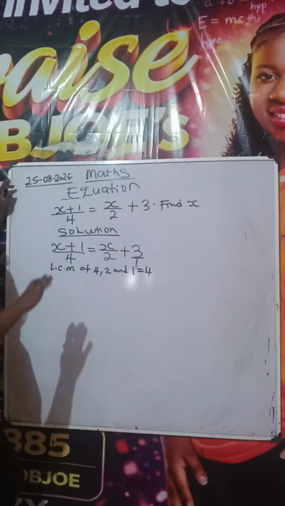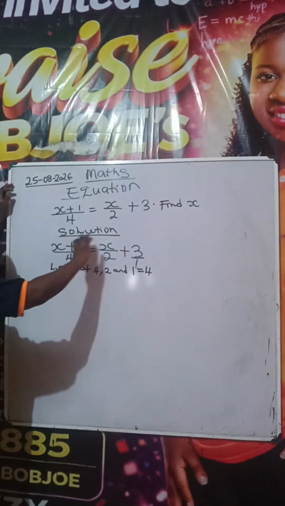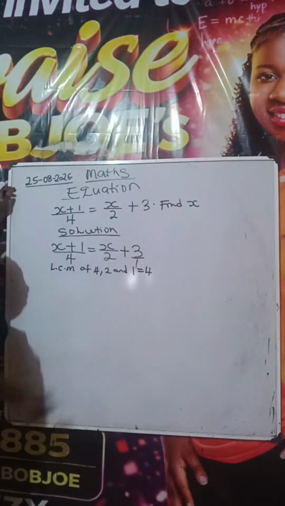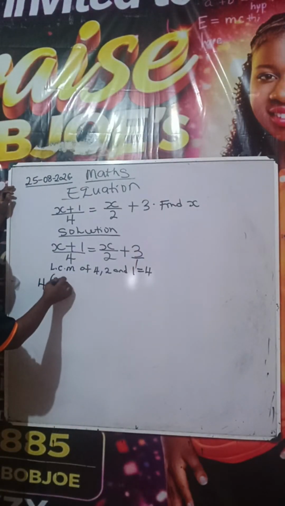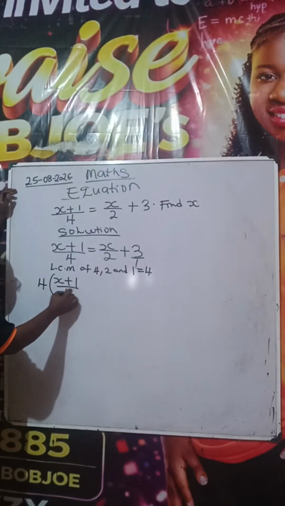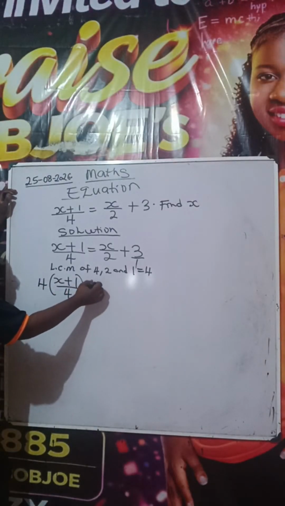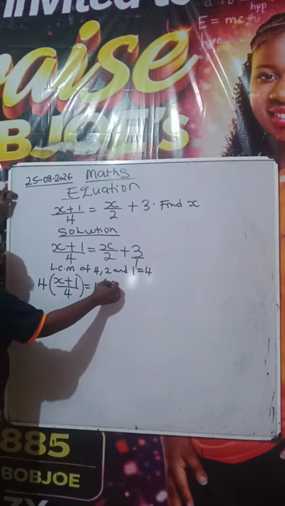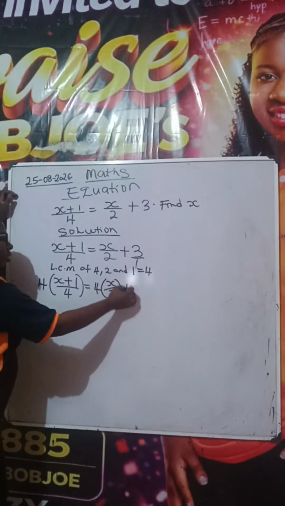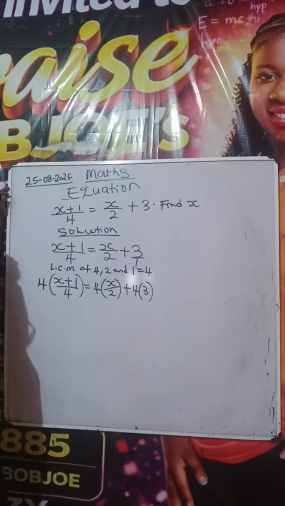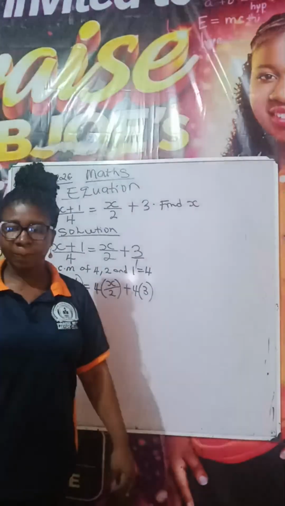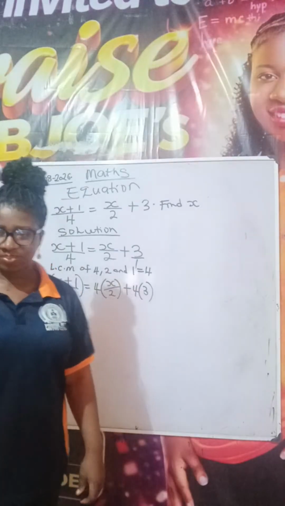Now, what will I do? I will multiply here by 4, here by 4, and here by 4. So we multiply through. We have 4 multiplying x plus 1/4 equals 4 multiplying x over 2 plus 4 multiplying 3. Did you get it?